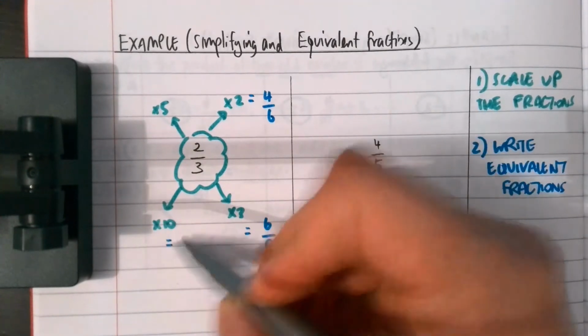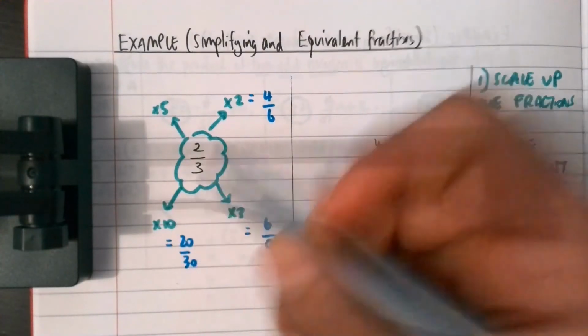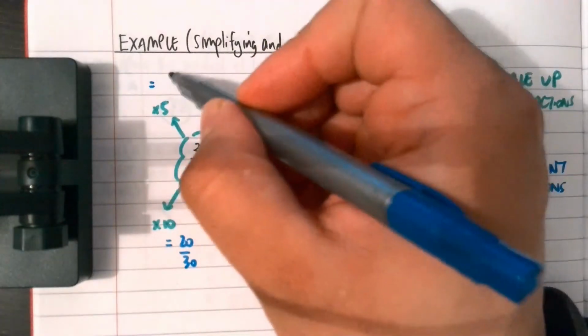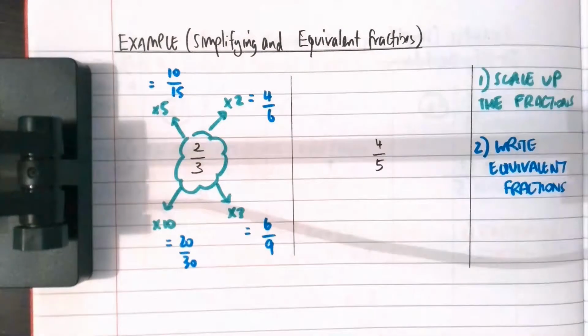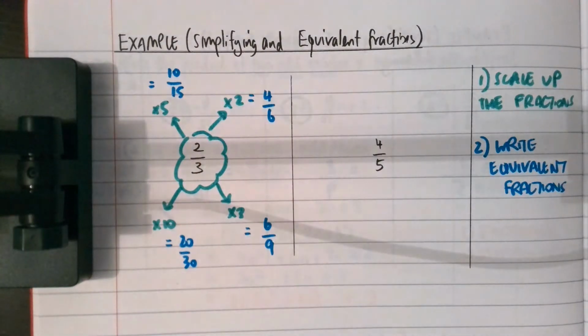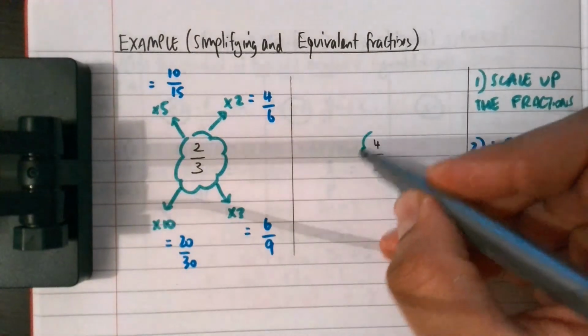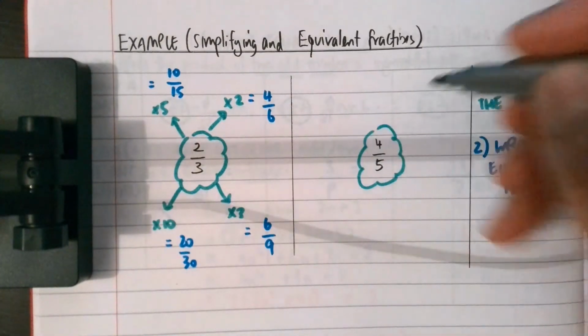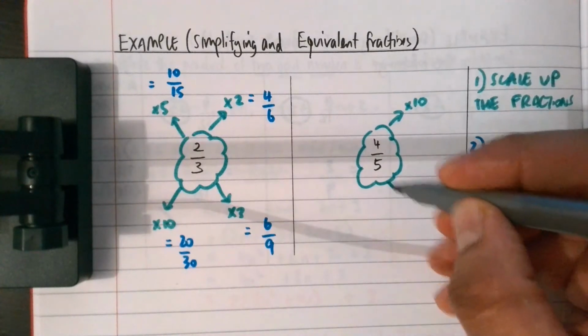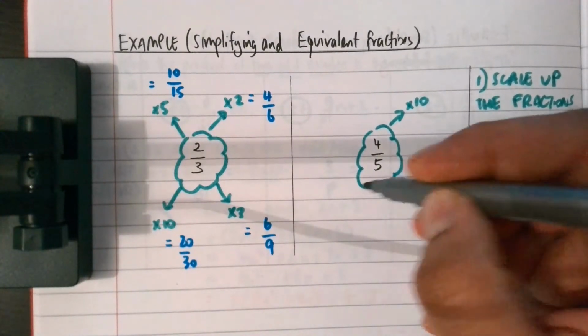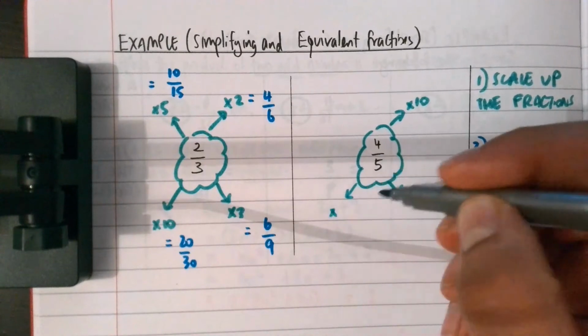When we multiply it by 3, we get 6/9, which is still 2/3 when we simplify it. When we multiply it by 10, we get 20/30, which is still 2/3. And when we multiply it by 5, we get 10/15, which when we simplify is still 2/3. Simplifying is again part of equivalent fractions, but instead of scaling up, we scale down. So all of those on the left in the blue still have 2/3 as a value.